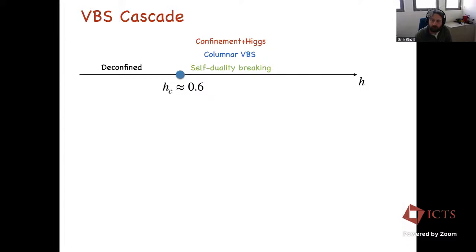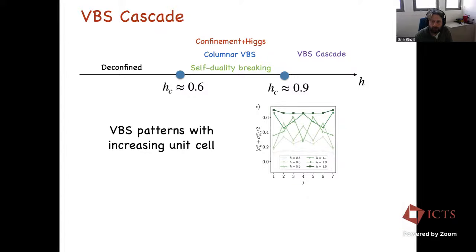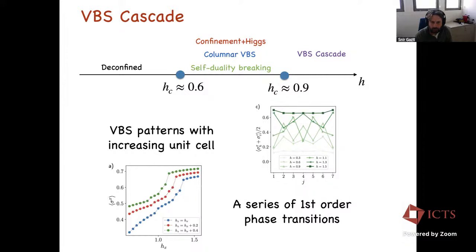If you keep cranking up h, you eventually lose the columnar VBS order. And one can see here that as I increase the strength of the field, I start to see VBS patterns with an increasing unit cell. So this is reminiscent of what is known as the Devil's staircase scenario, known from the quantum dimer model. And indeed, we see a series of first order phase transitions, plotted for instance for the sigma X operator, which suggests a rearrangement of the lattice until it completely gives way to a quantum paramagnet.